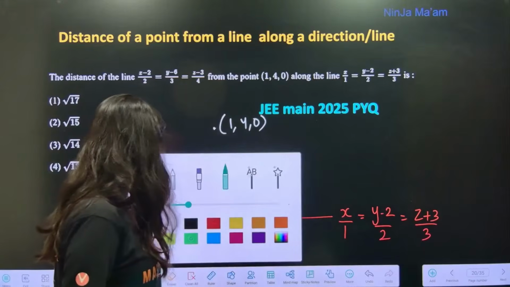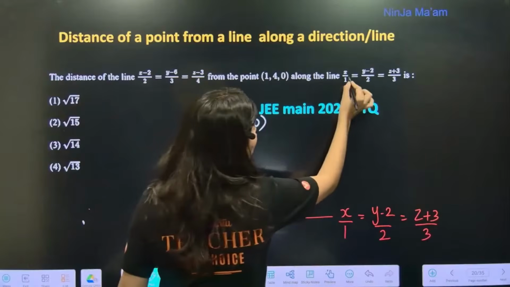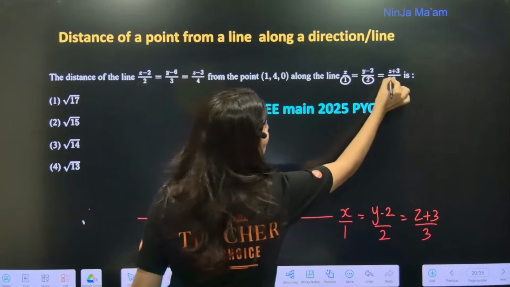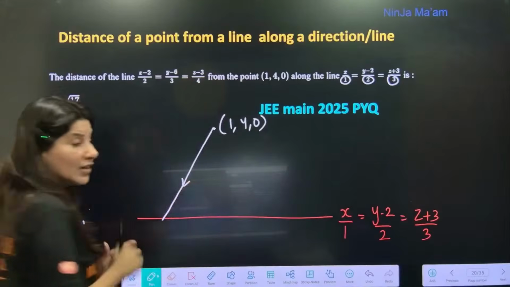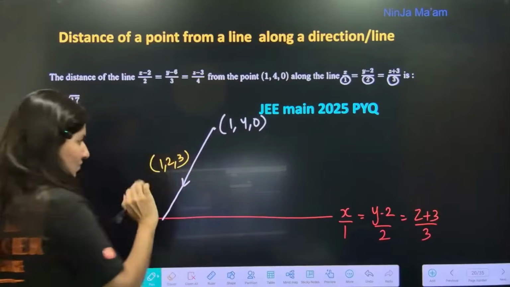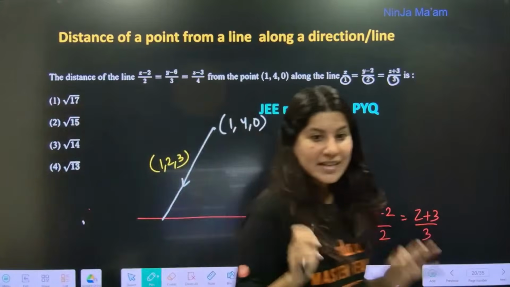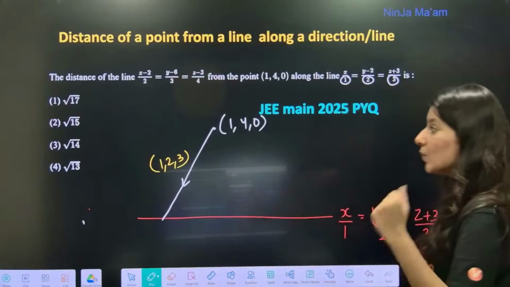Okay, they are not talking about perpendicular distance. They are talking about distance along this line which has direction 1, 2 and 3. So the direction is not perpendicular, it is a different direction, and the direction is 1, 2, 3. Very important question. Please watch it carefully. This is a very good, new type, trending question, I would say.